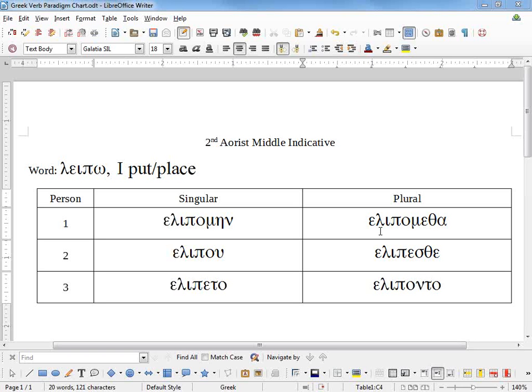Okay, thank you for letting me know that. And so now I'm going to show you some examples of some really crazy second aorist forms. Okay, so let's go back to our presentation.